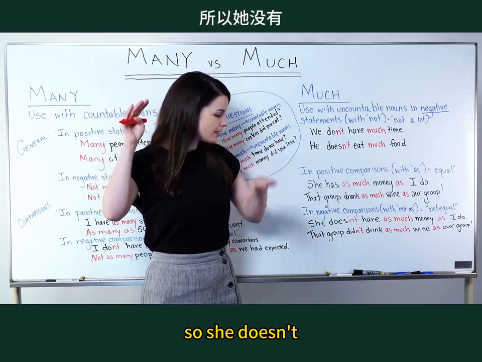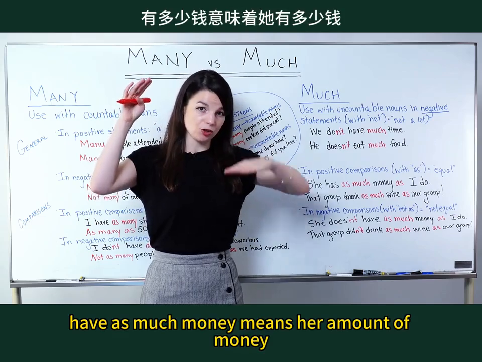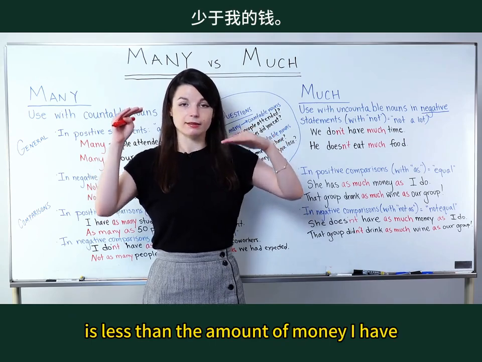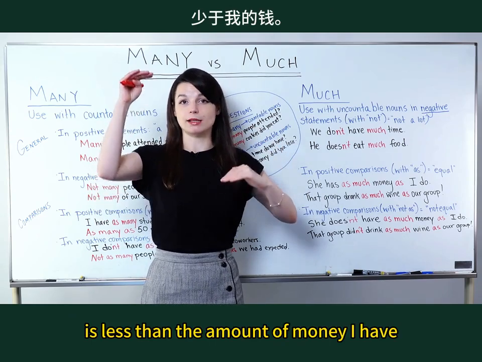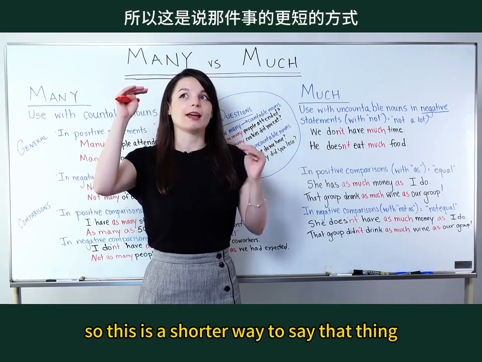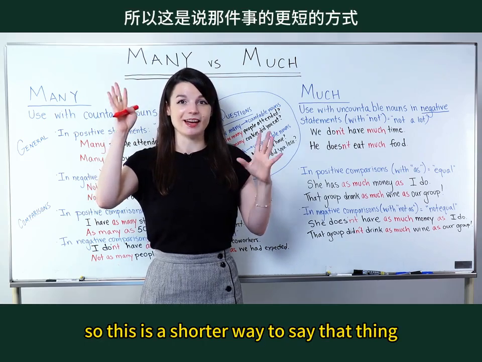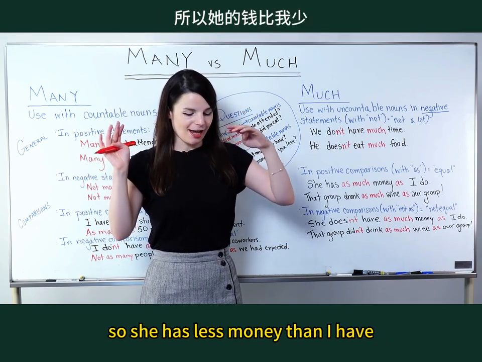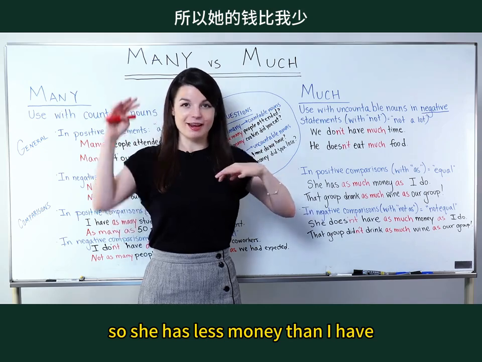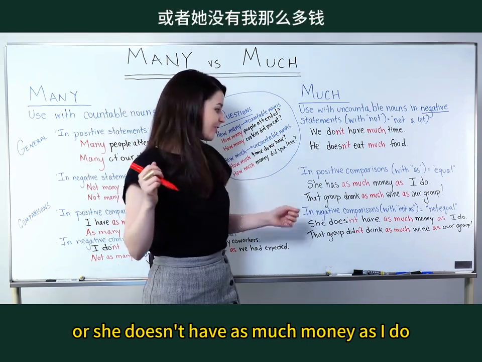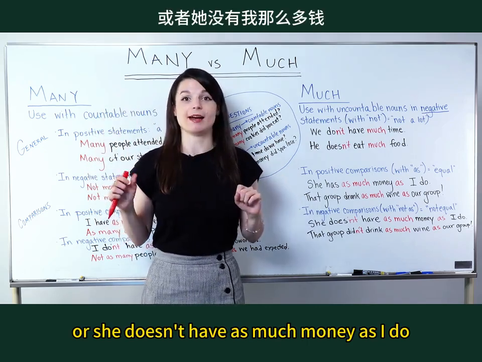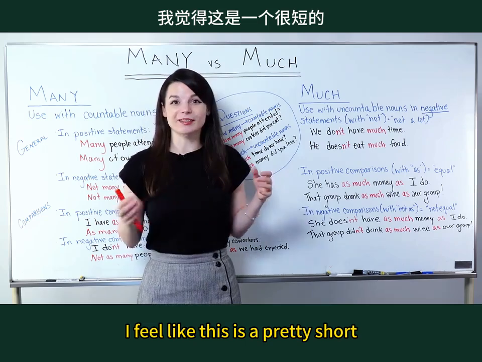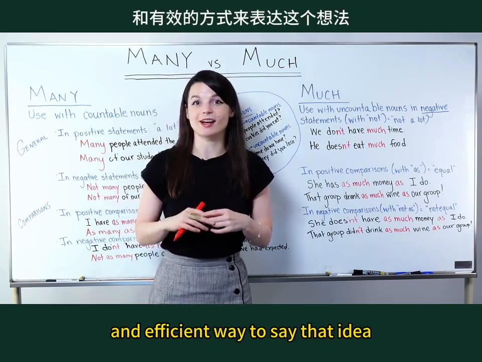So she doesn't have as much money means her amount of money, the amount of money she has, is less than the amount of money I have. So this is a shorter way to say that thing. So I can express that with two sentences: she has less money than I have, or she doesn't have as much money as I do. So there are a couple of different ways. I feel like this is a pretty short and efficient way to say that idea.